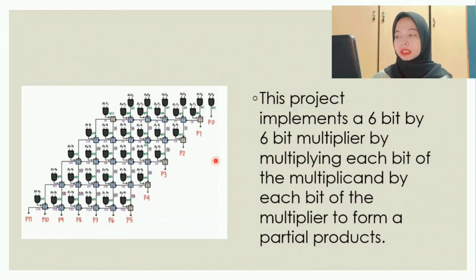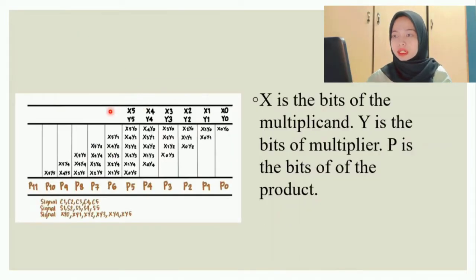For the diagram given here, this diagram shows the labeling and full diagram for this project. This project implements a 6-bit by 6-bit multiplier by multiplying each bit of the multiplicand by each bit of the multiplier to form the partial products. The partial products are then weighed and summed to get the overall product. This is the outline in the diagram below. X is the bit of the multiplicand, Y is the bit of the multiplier, while B is the bit of the product.